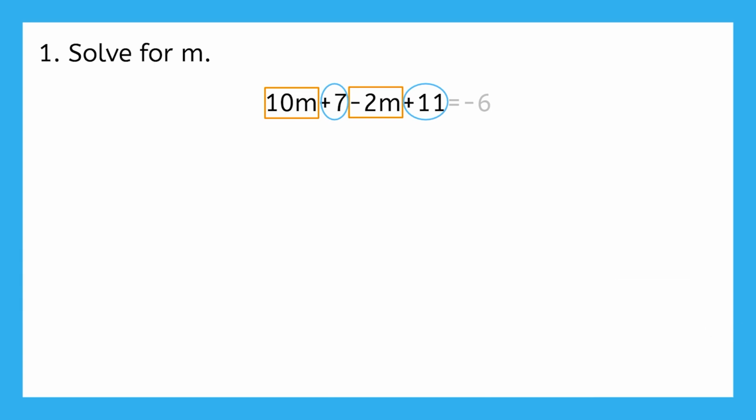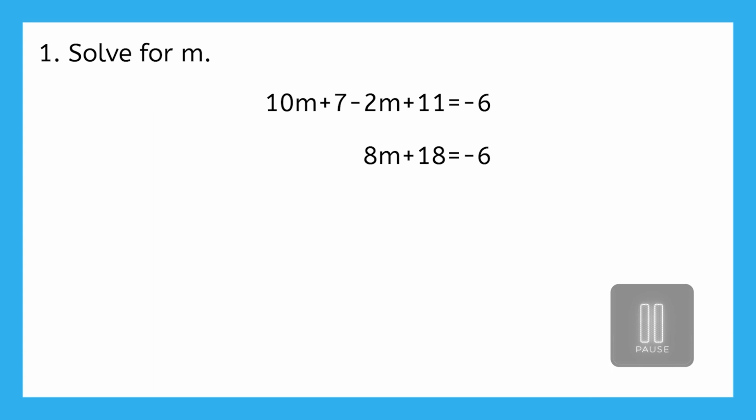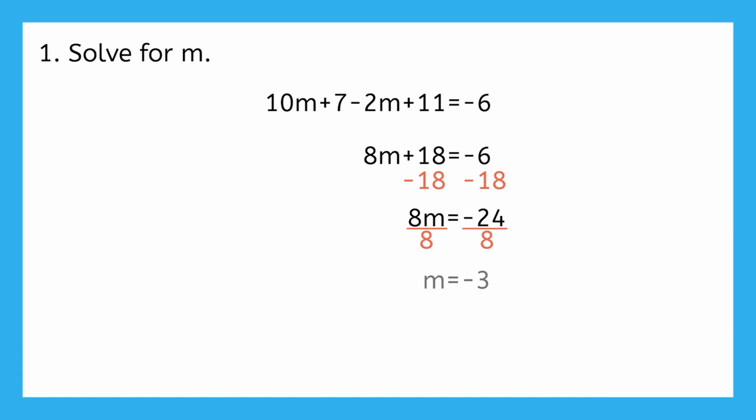10m and negative 2m make a total of 8m, and 7 and 11 make a total of 18, making 8m plus 18. Remember, since negative 6 is in another expression on the other side of the equal sign, we're not going to touch it. Now pause one more time to finish this equation off on your own. We can subtract 18 on both sides, and then finish off by dividing both sides by 8 to get a final solution of m equals negative 3.